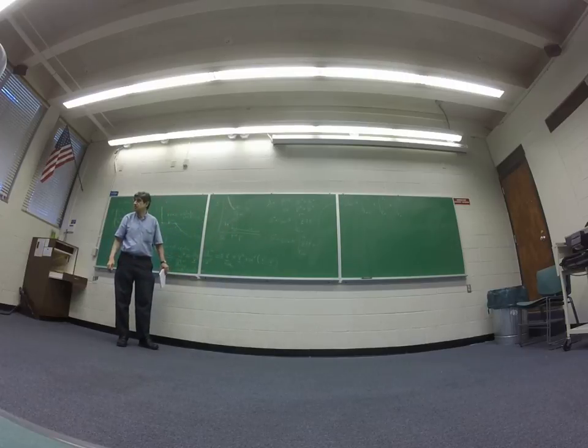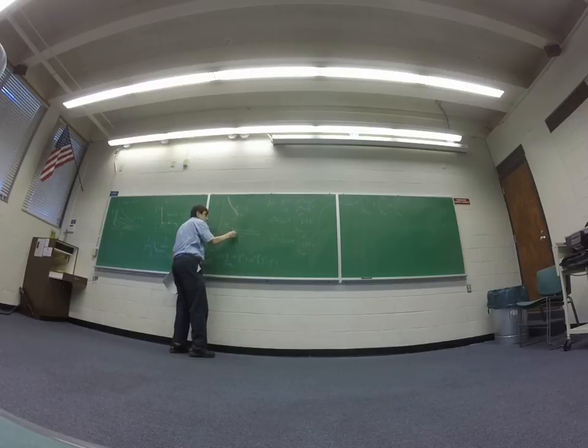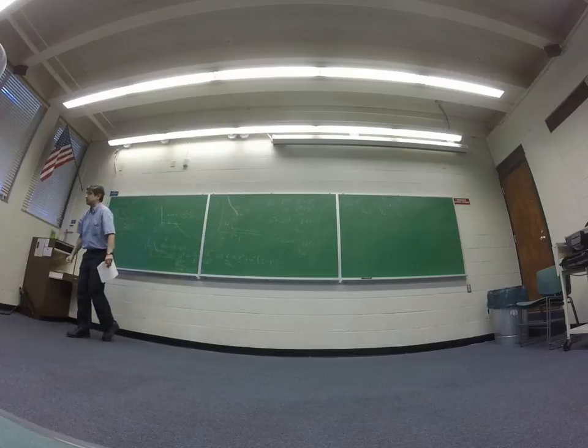Okay, I guess that makes sense. From A to B is everything underneath this arc. So that includes the whole orange thing. That's why I brought my color markers.